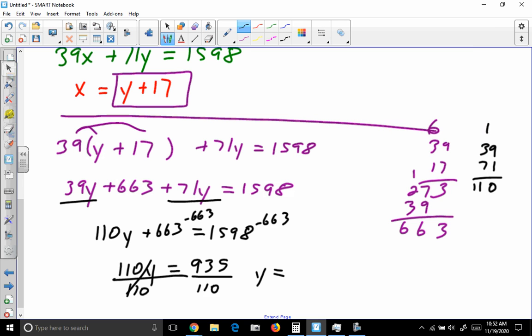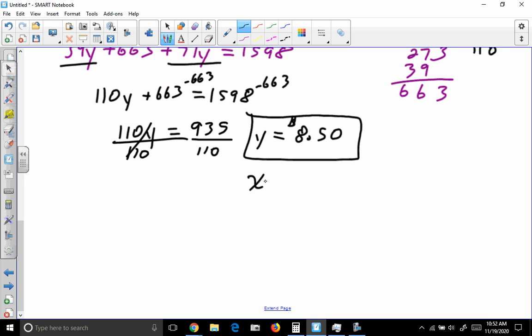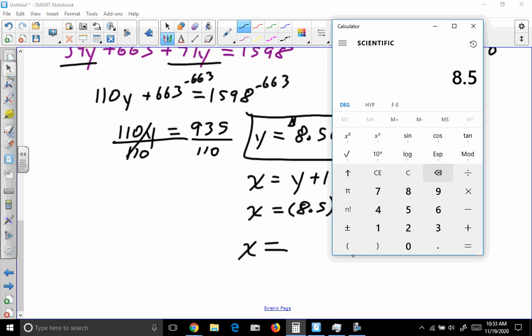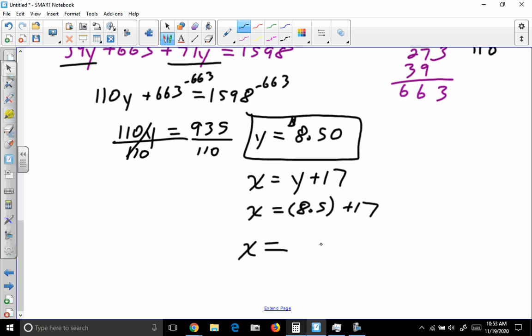So that would be 8.5, which is the cost of one share of toys, so $8.50. So that's how much a toy share costs. Remember, x is y plus 17, so if we know the value of y, take that plus 17, so we would get that x is 8.5 plus 17, that's 25.5, or $25.50.